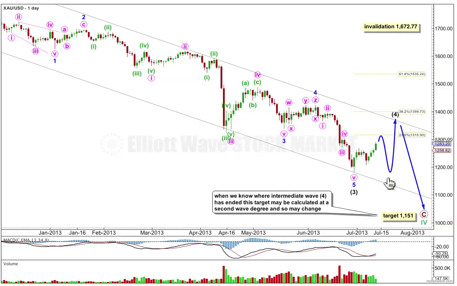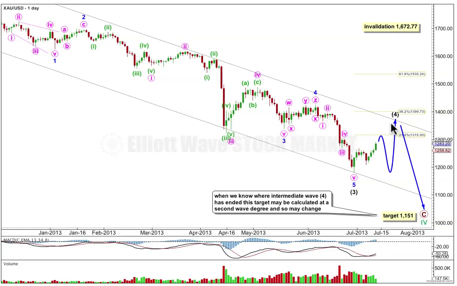Draw this parallel channel from the low of intermediate wave 1, which is now off to the left of the chart, to this low here of intermediate wave 3. Place a parallel copy up on the highs here of these movements up here to contain all of this movement for primary wave C. Intermediate wave 2 was a sharp zigzag correction lasting 3 weeks.